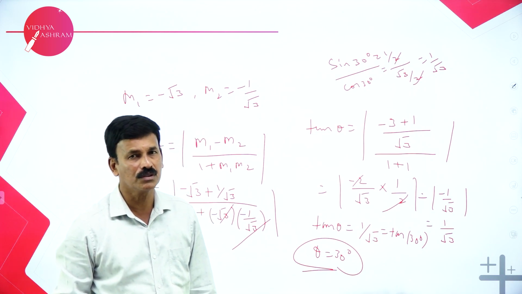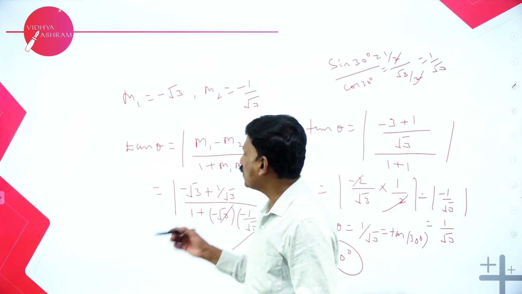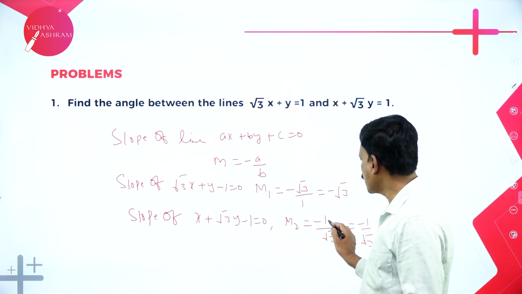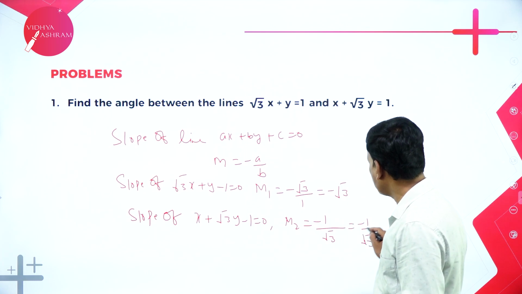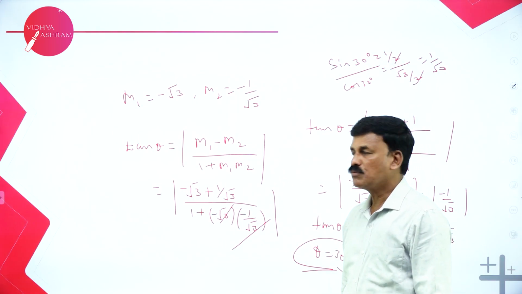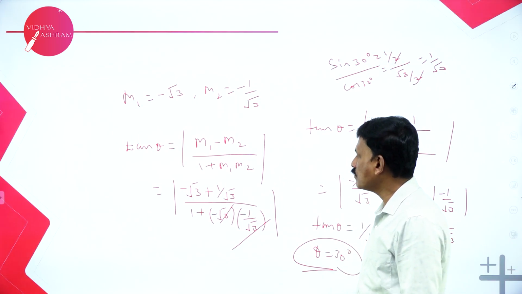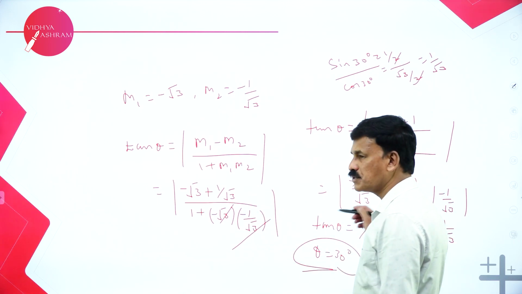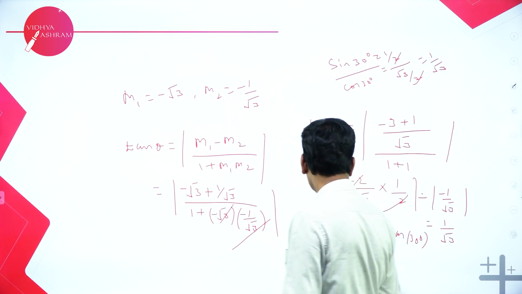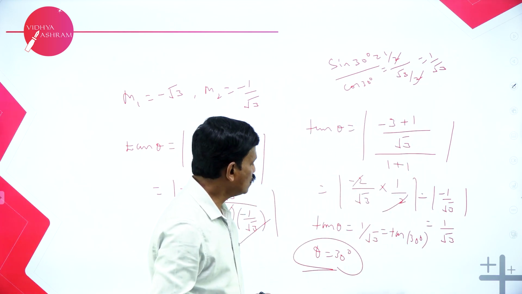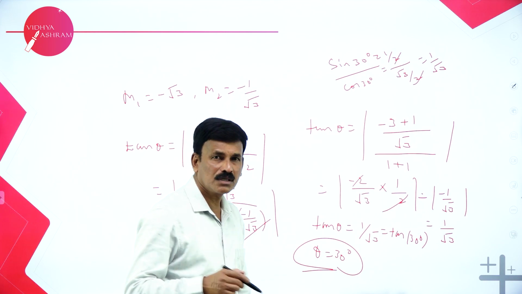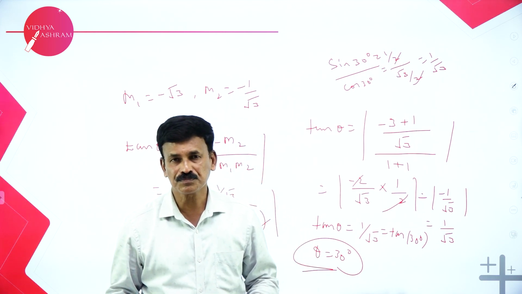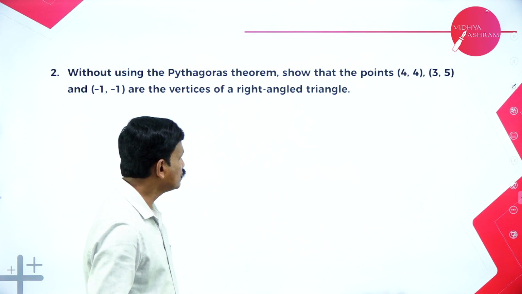That's it. Hope you followed. Very simple problem. Just find out the slope of the first line, minus a by b, and the slope of the second line, minus a by b, which are minus root 3 and minus 1 by root 3. Substitute here (m1 minus m2) divided by (1 plus m1 m2), and after simplification you will get minus 1 by root 3. So the modulus of minus 1 by root 3 is plus 1 by root 3. So theta is equal to 30 degrees because tan 30 is equal to 1 by root 3. That's it. Okay. Hope you followed. Now let us move on to the next problem.